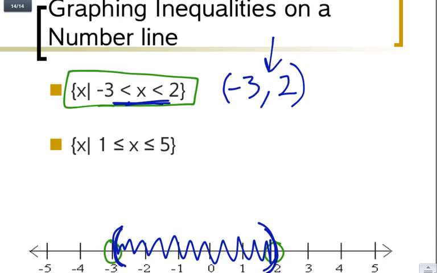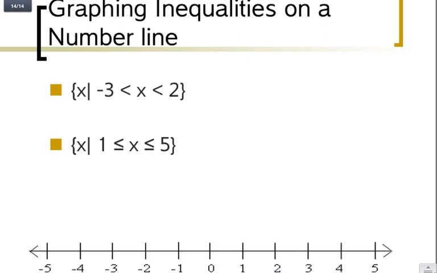Okay. And on this final example, we've got from 1 up to 5, so we will use a solid dot, in other words a bracket at 1, all the way up to a bracket at 5, and we're going to shade everything in the middle.